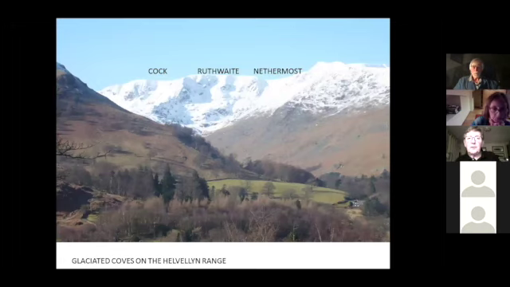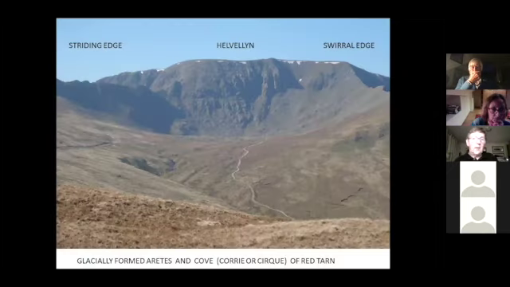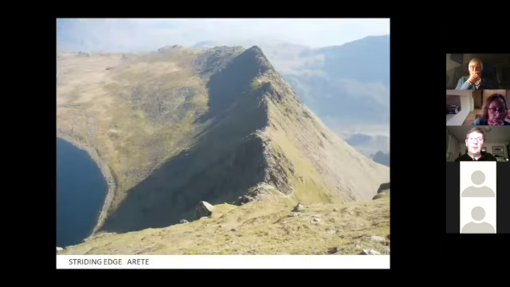It quite nicely shows with the snow on. Up in there, those hollows you can see, Cock Cove, Ruthwaite Cove, Nethermost, that's where the glaciers would have first developed. So this is just whizzing round the places where glaciers will have first developed. You're familiar with all of these features. They're formed where the glaciers first eroded out these hollows.